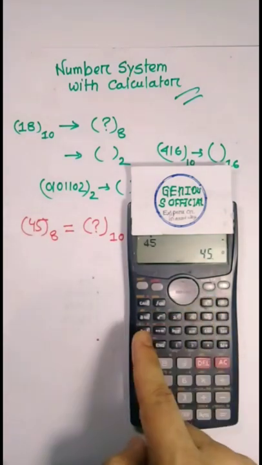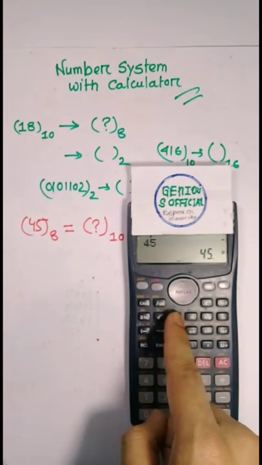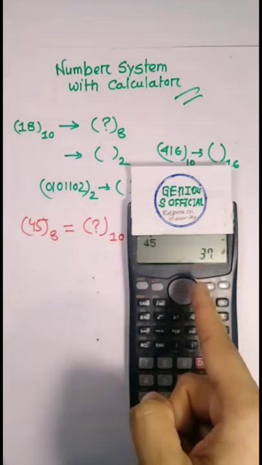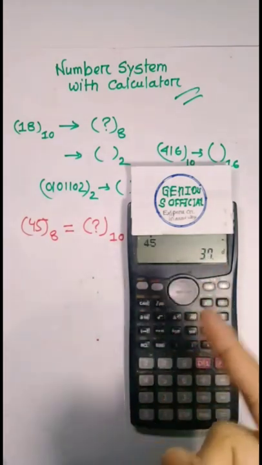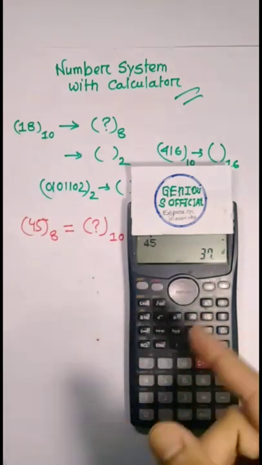So where is the decimal button? This is the decimal button. You can tap it, and this is the decimal value 37. This is the exact answer. Okay, now we can see another example.